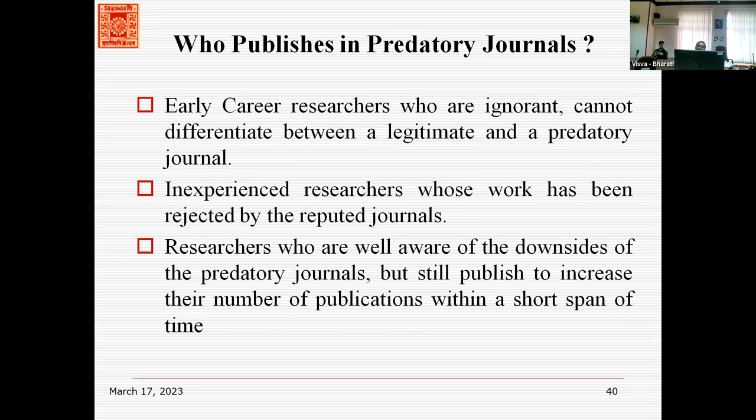There are three types of scholars among us. First, the researchers who are very ignorant. They don't know how to differentiate between a legitimate journal and a predatory journal. Unknowingly, at the beginning of their career, she or he chooses a predatory journal to publish the article.